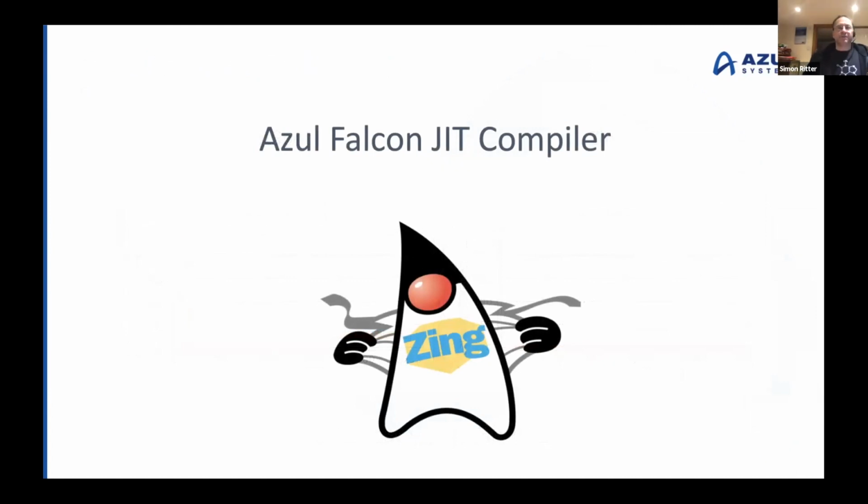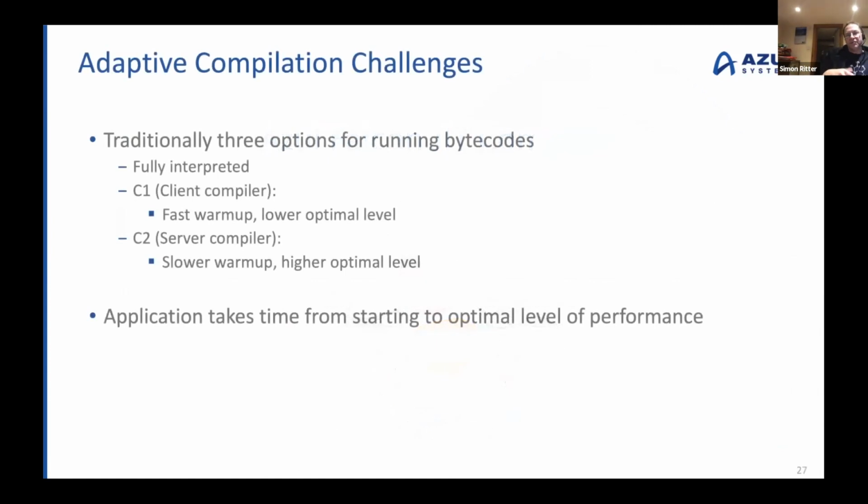Okay, that's garbage collection. What about JIT compilation? So as I said, the issue that we have with JIT compilation is that there are 3 phases to it. The first is we're not doing any JIT compilation, we're just running in interpreted mode. Second is where we're running the C1 client compiler, fast warm-up, fast compilation, but without optimizations. And then you've got C2, which does much slower compilation, but much higher levels of optimization. And then we've got the time it takes to get from startup to our optimum level.